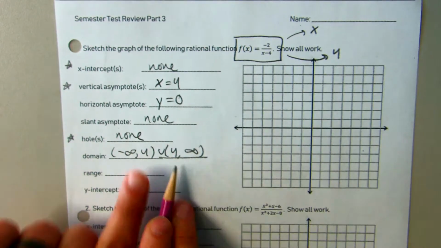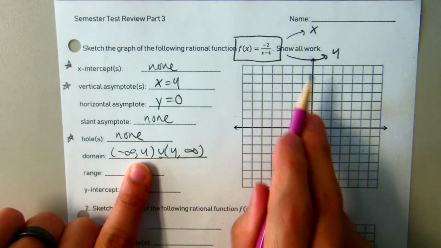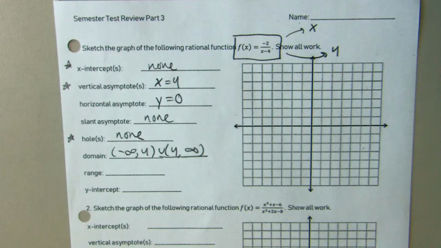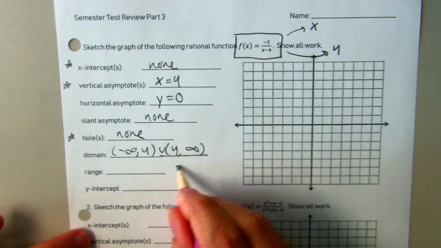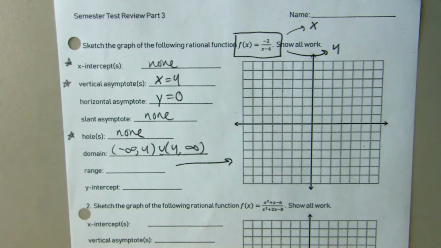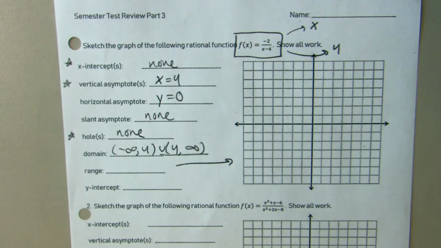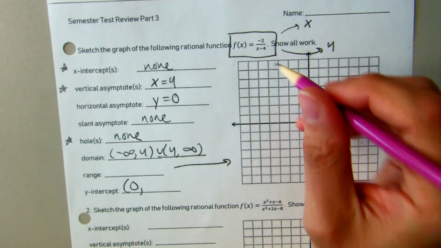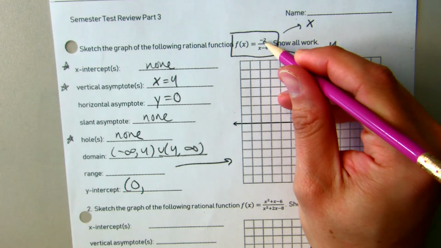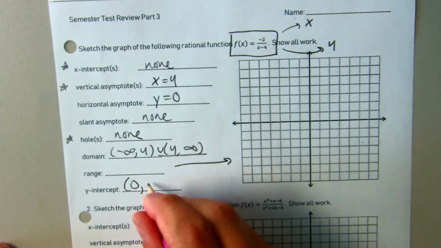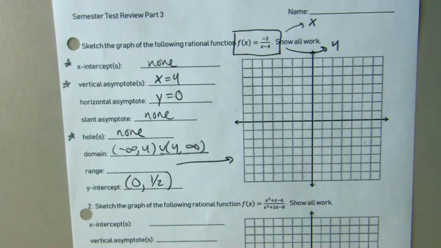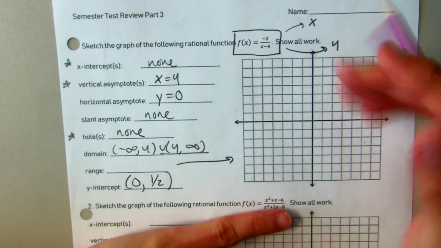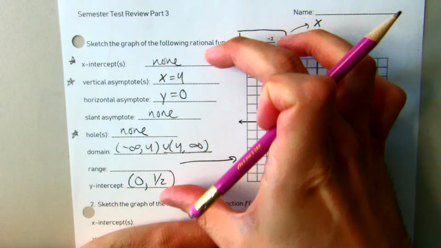For the domain, we need to say what x values we can plug in. We can figure that out by figuring out what numbers we can't plug in. We can't plug in 4 because that's division by 0. The range, we really need to see the graph to be able to answer, so I'm going to come back to that one. Probably the easiest one is the y-intercept, because that is when x is 0. You get negative 2 over negative 4, which is 1/2.